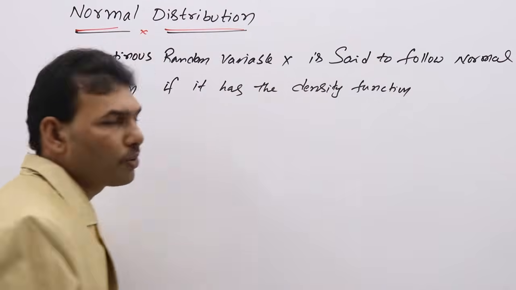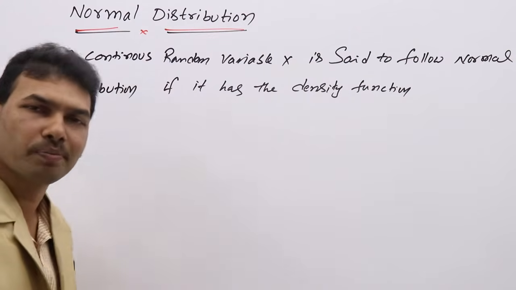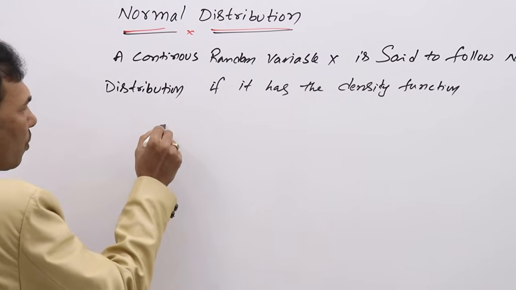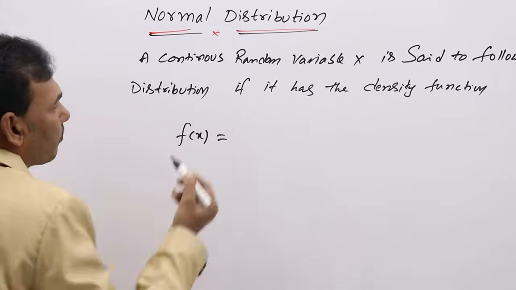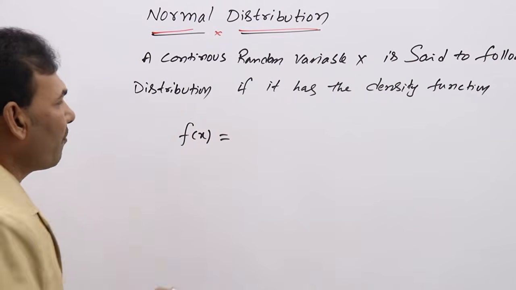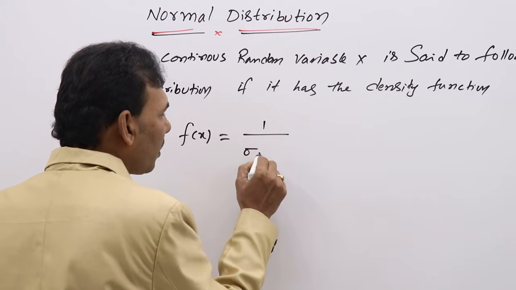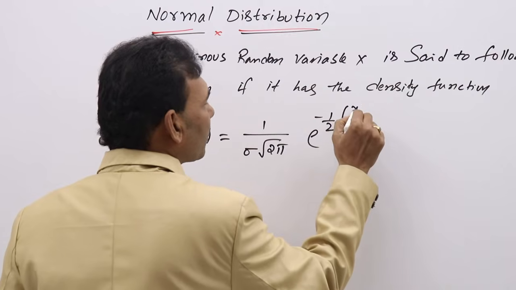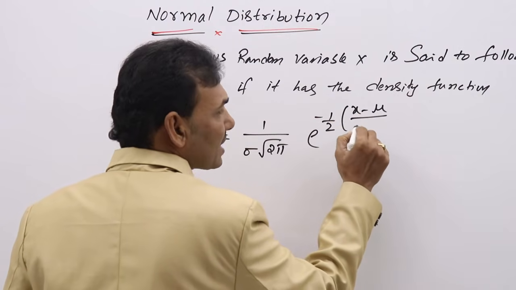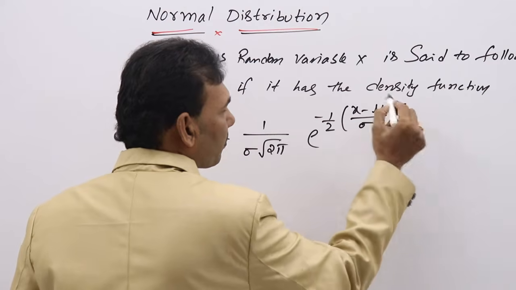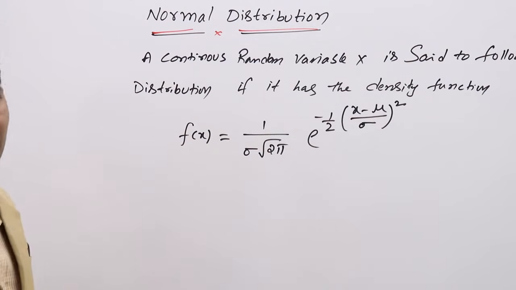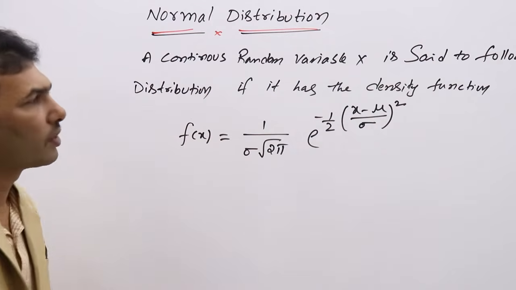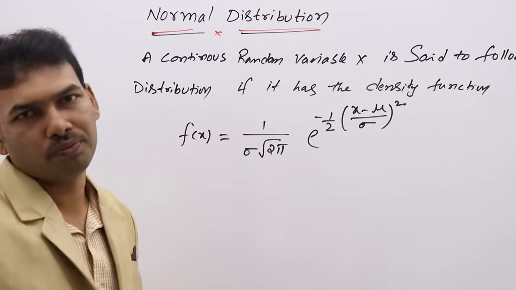So for continuous distribution we have a density function instead of a probability function. In the case of binomial and Poisson you will have p of x, but here we have small f of x. f of x equal to 1 by sigma root 2 pi e power minus 1 by 2 into x minus mu by sigma whole square. Or in a few books you will find b in the place of mu. In the place of mu you will have b also, correct.